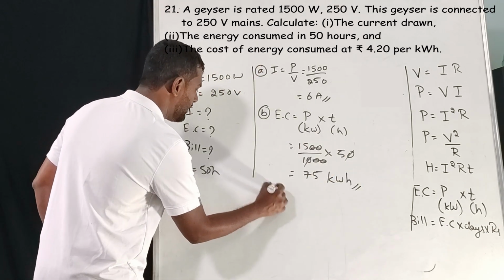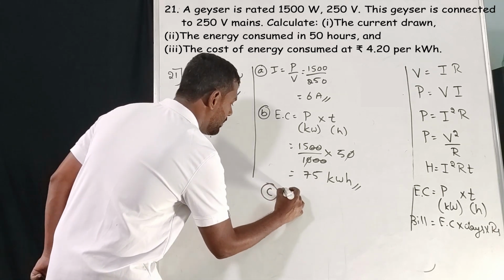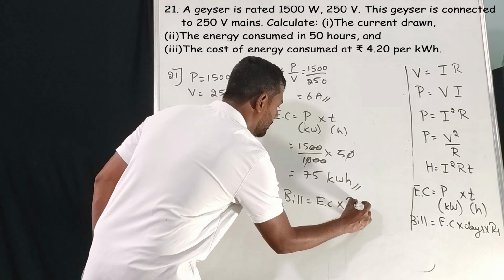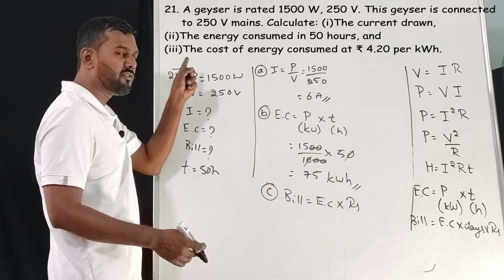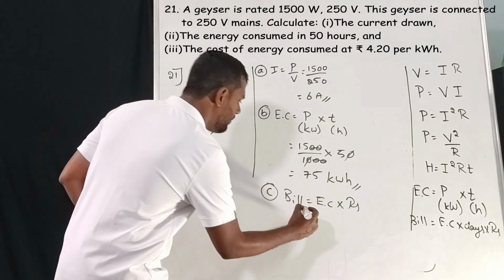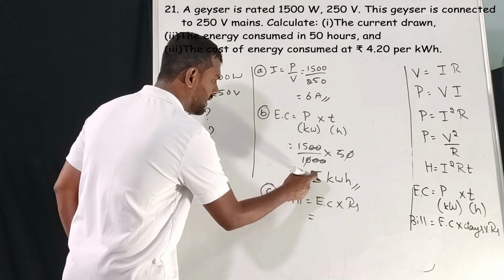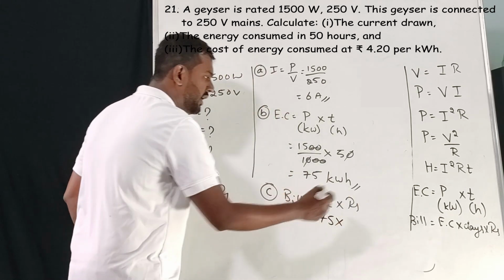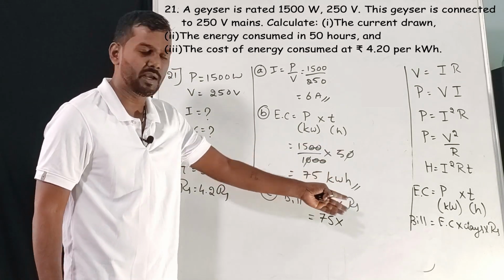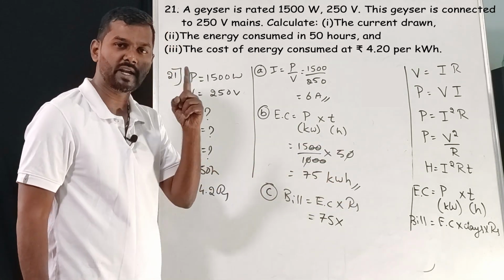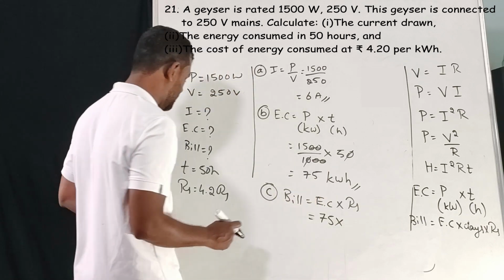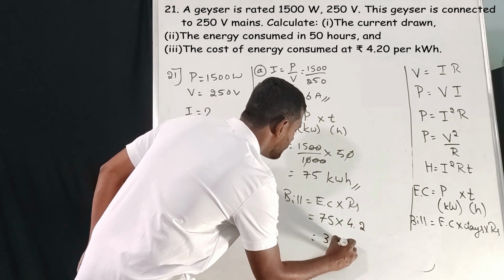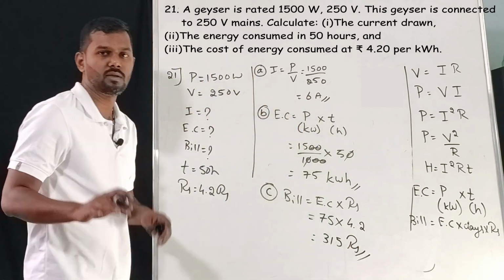Next, we need to find the bill. Bill is equal to EC into rupees and into number of days. Number of days is not mentioned in the question, so the value of EC, electrical energy consumption, just now we found it, that is 75. According to the bill formula, number of days should be there, but it is not mentioned in the question. We will take it as 1, and rupees is given, rupees is 4.2. So the answer will be 315 rupees. That's it.